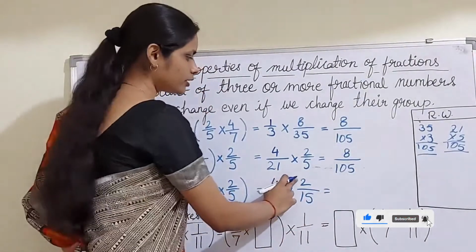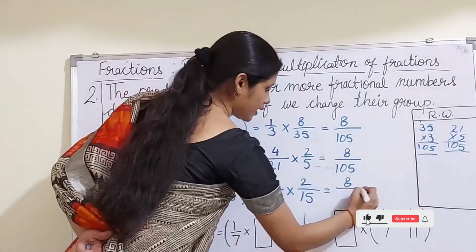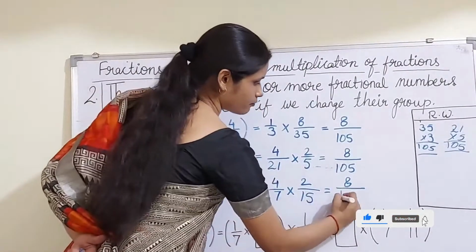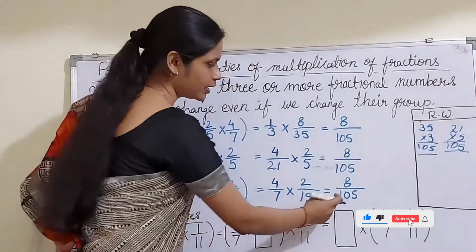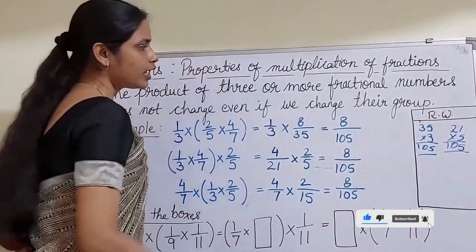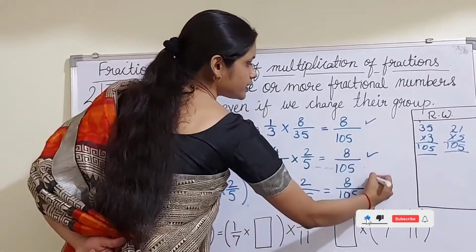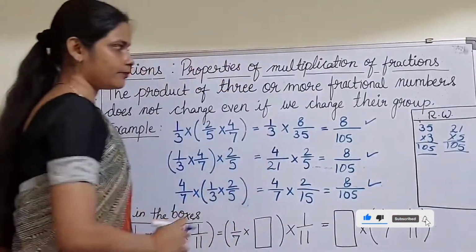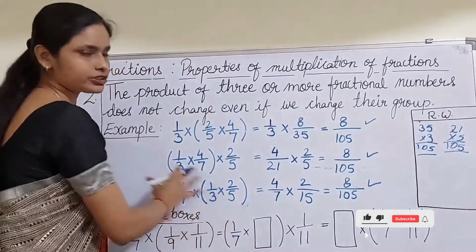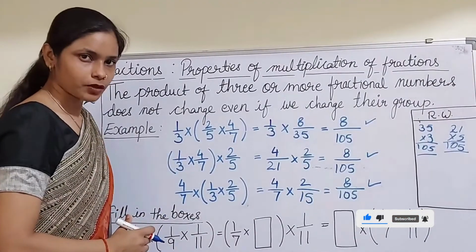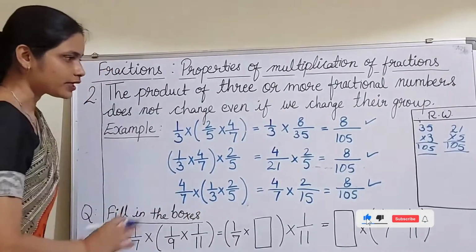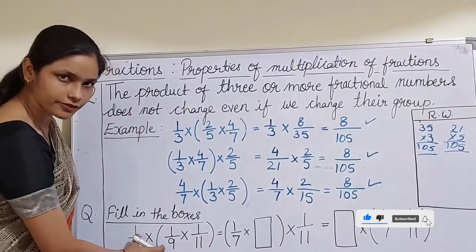Now in the numerator 4 2s are 8, and in the denominator again we have got 105. 7 into 15 or 15 into 7 will be 105. Now in all the three cases you can see the product is the same. It does not change even if we have changed the order or the grouping of the fraction numbers. Okay, so this was the second property. Now let us apply this to a question given here.